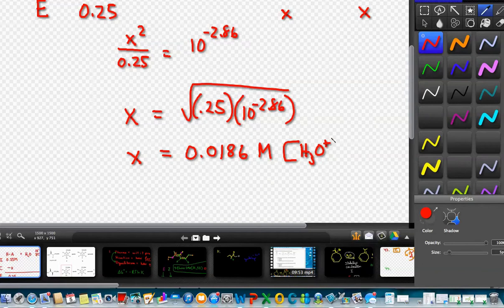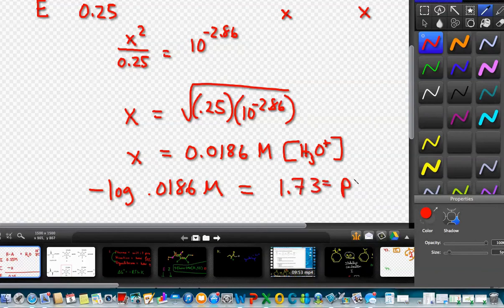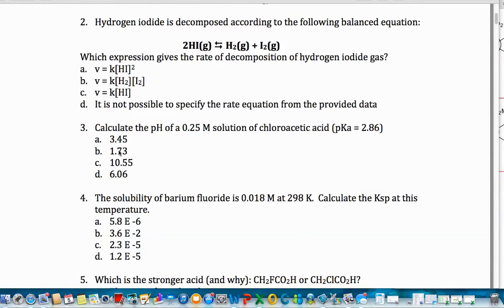To go from hydronium to pH, of course, we're just going to take the negative log of 0.0186 molar. And when we do this, we get an answer of 1.73. And that is credited response B. So the answer for number 3 is B.